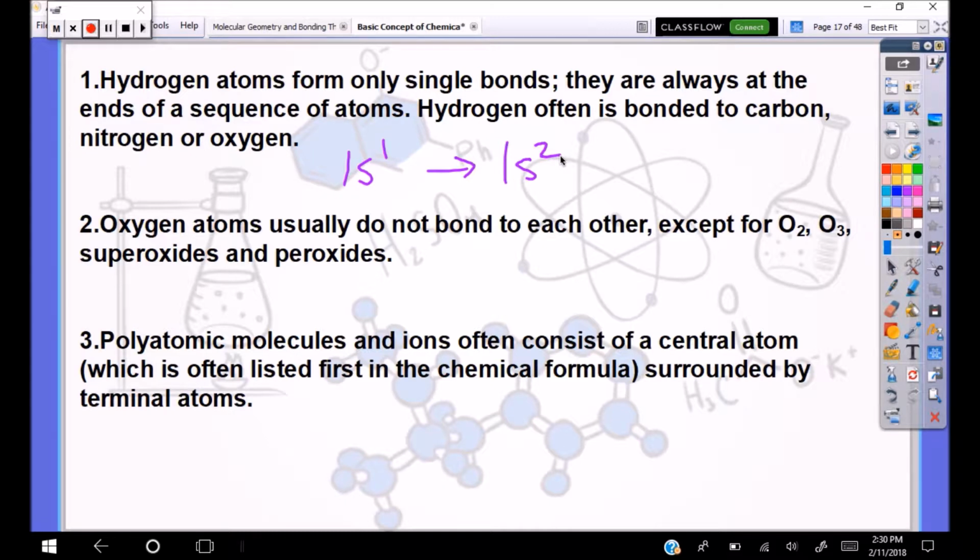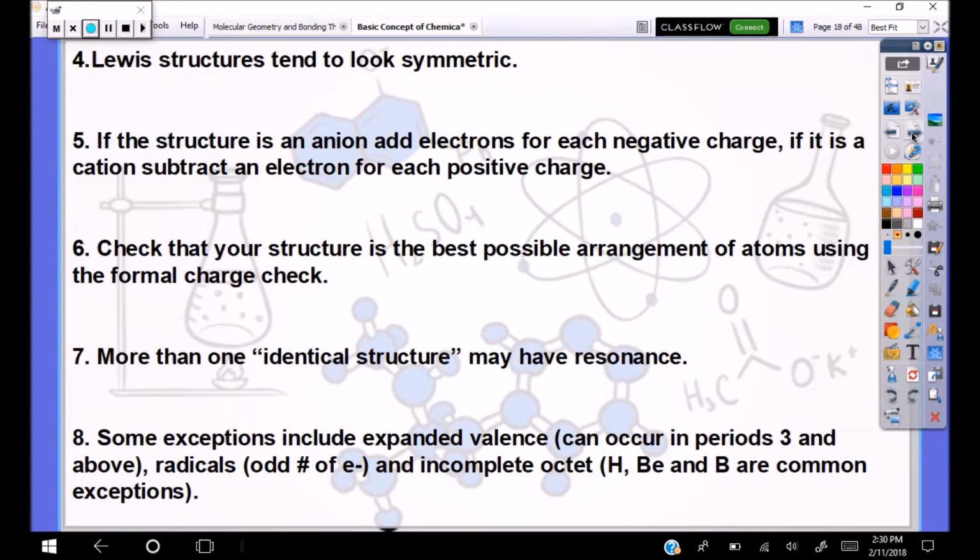Polyatomic molecules and ions often consist of a central atom. Again, it's the least electronegative one, and it is surrounded by terminal atoms, usually oxygen. But it can be things other than oxygen too. Depends on the polyatomic. Lewis structures tend to look symmetric. That is true. If the structure is an anion, you want to add electrons for the negative charge. If it's a cation, you want to subtract for the positive charge.